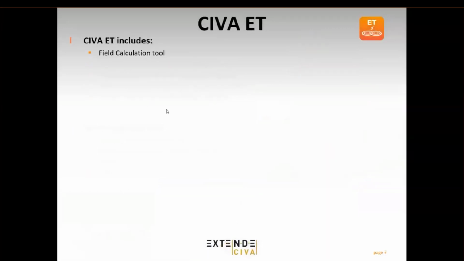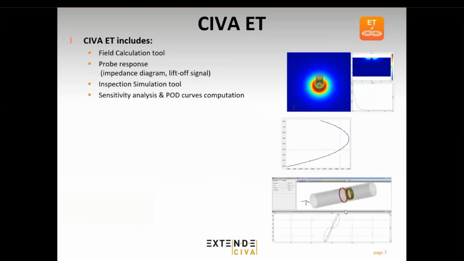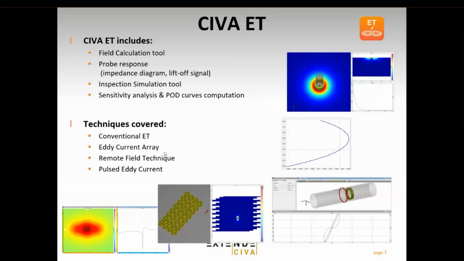CIVA eddy current includes field calculation tools to display eddy current distributions, depth of penetration, and so on, probe response diagrams, and also inspection simulation tools to reproduce defect signals when you scan the probe in a tube, in a planar component, and so on. It covers different techniques: conventional eddy current, arrays, remote field, or pulsed eddy currents.